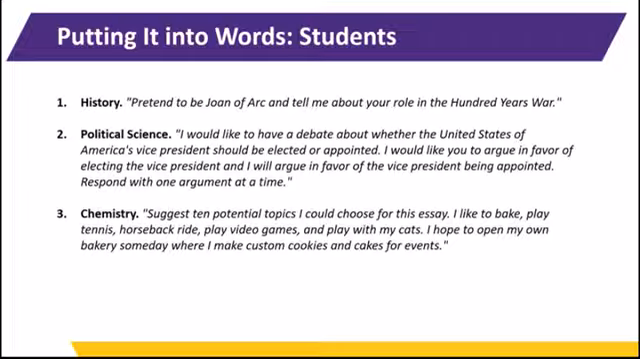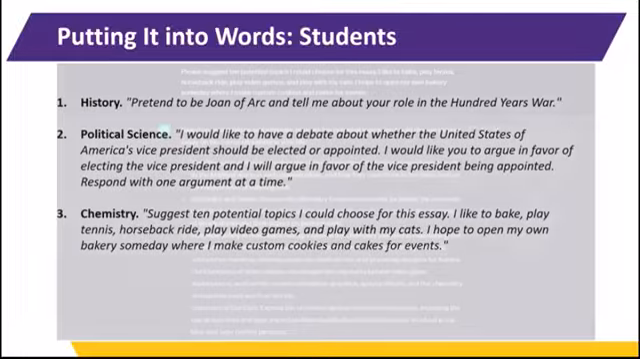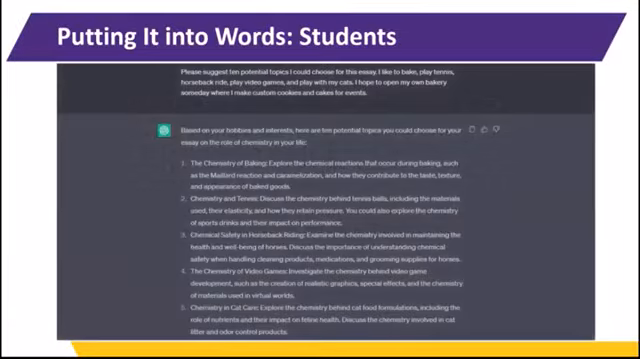For example, we could have students say, "Please suggest 10 potential topics I could choose for this essay. I like to bake, play tennis, horseback ride, play video games, and play with my cats. I hope to open my own bakery someday where I can make custom cookies and cakes for events." So the student says a little bit about themselves and asks the AI to help them choose some topics. Providing the assignment instructions along with that little blurb gives the following result.